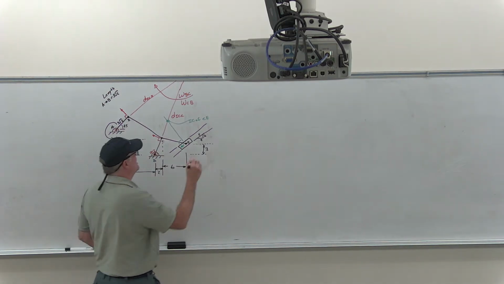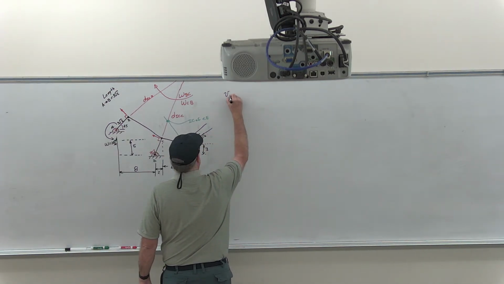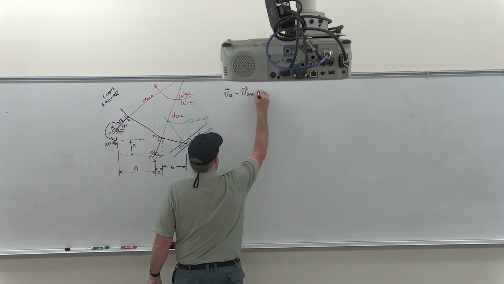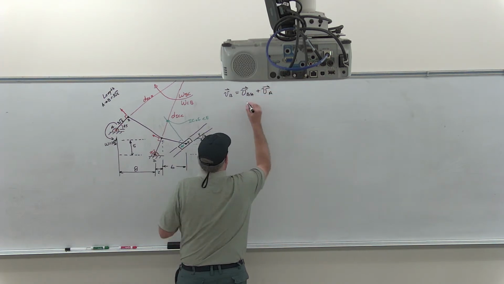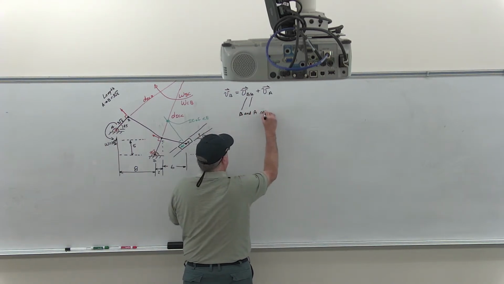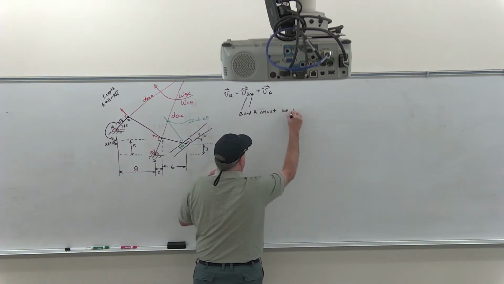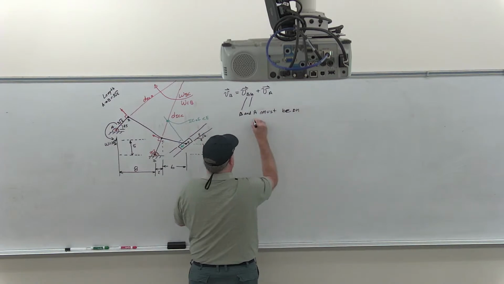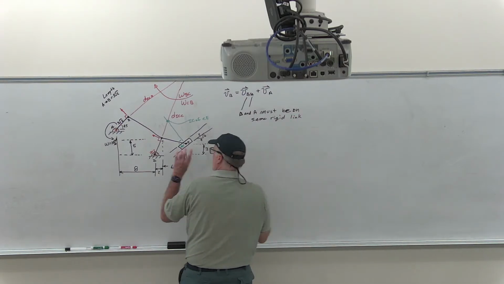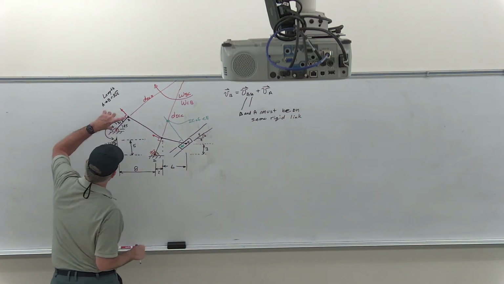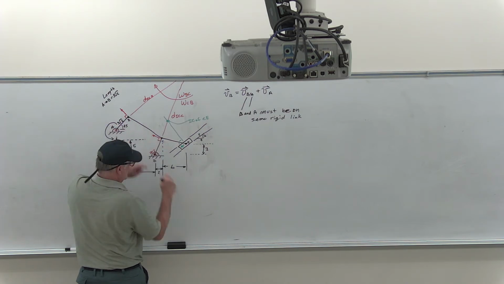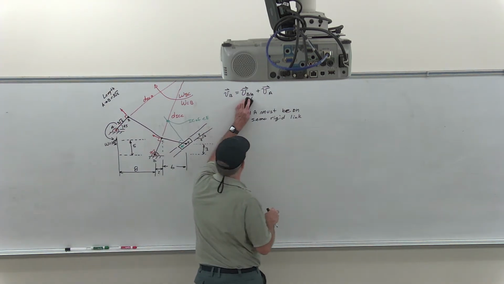Here's what I mean. You can go from velocity of B equals velocity of B relative to A plus the velocity of A. The key is B and A must be on the same rigid link. So the mindset that you're taking on this is the same as instant center. You're focusing on a link, you're working between A and B. You focus on this link, you're working between B and C. And so on and so forth.